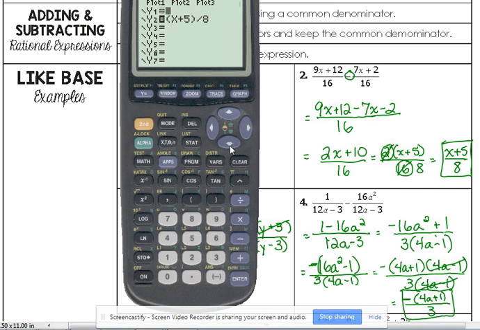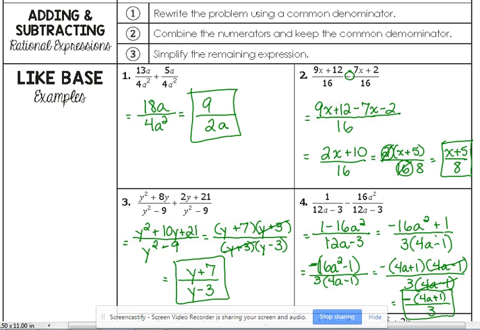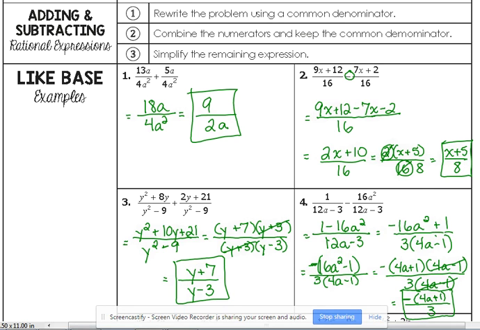Let's check this one. Okay, let's check and make sure that this one's good. All right, 1 over parentheses 2x minus 3 minus parentheses 16x squared, close parentheses, divided by parentheses 12x minus 3, close the parentheses. Our answer is negative parentheses 4x plus 1, close them, divided by 3. Look at the table. Y values all match up. So that original problem and our answer are equivalent. They are the same things right there. Okay? Let's do a few more.